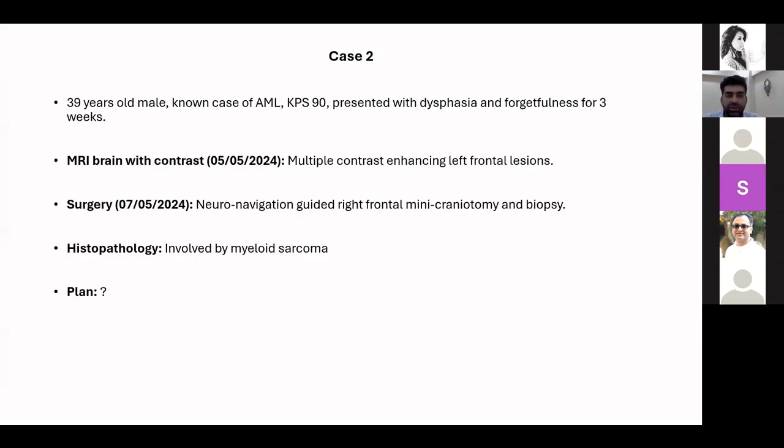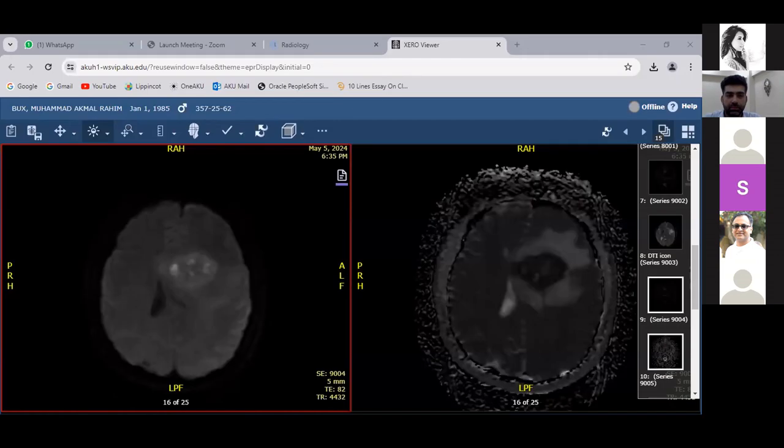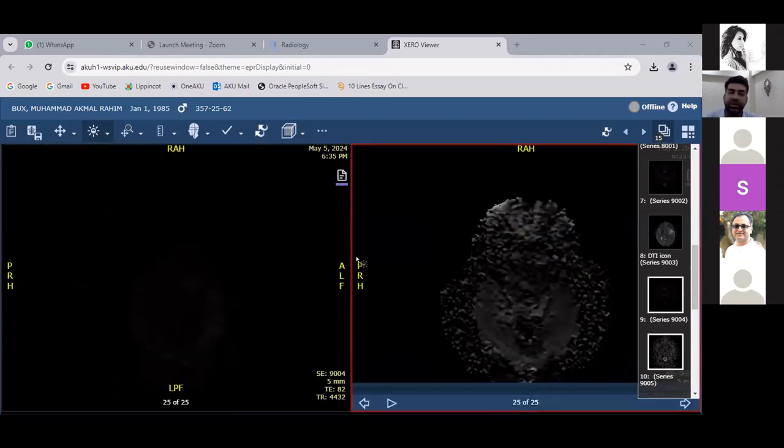This is what the histopathology says, that it was involved by myeloid sarcoma. Sarcoma, ठीक है. Which is a rare complication of AML ये है. So I think इसमें both chemo and radiation has a role in that. Sir, sorry, आपकी आवाज. Chemo radiation के लिए हम भेजेंगे, right?